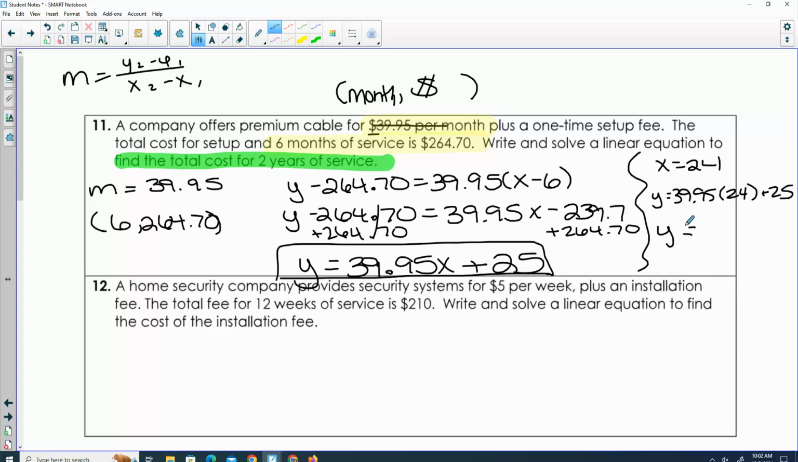$1.25 with it, I get 93.8. So in terms of money, that 2 years costs $983.80. So you have to be careful and watch your units, because the number I gave you, originally my units were in months. So when I said 2 years, we had to change that into months before we could plug in.